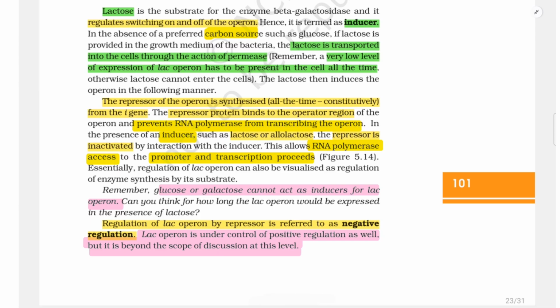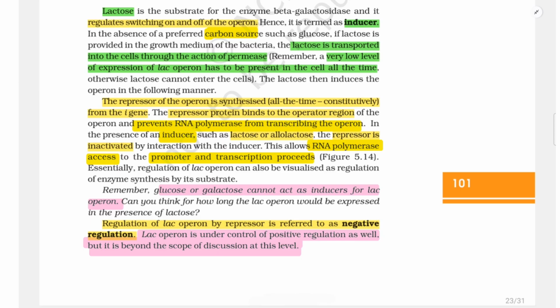In the absence of a preferred carbon source such as glucose, if lactose is provided in growth medium of the bacteria, the lactose is transported into the cells through the action of permease. Remember, a very low level of expression of lac operon has to be present in the cell at the time. Otherwise, lactose cannot enter the cells. The lactose then induces the operon in the following manner.